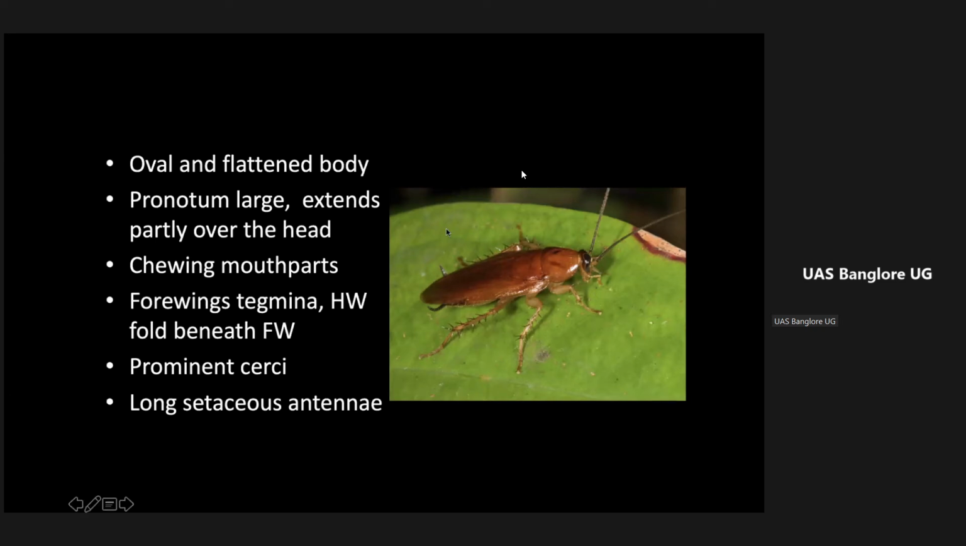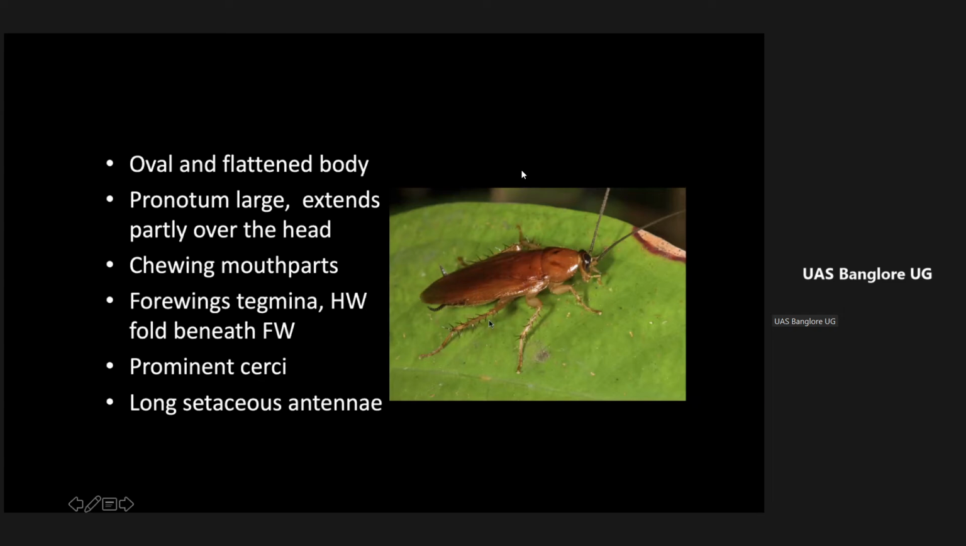Okay, but what are the characters? How do you identify them? You can see that they have an oval, flattened body, like your chapatis. The pronotum is quite large. They have chewing mouthparts, with very interesting mandibles.